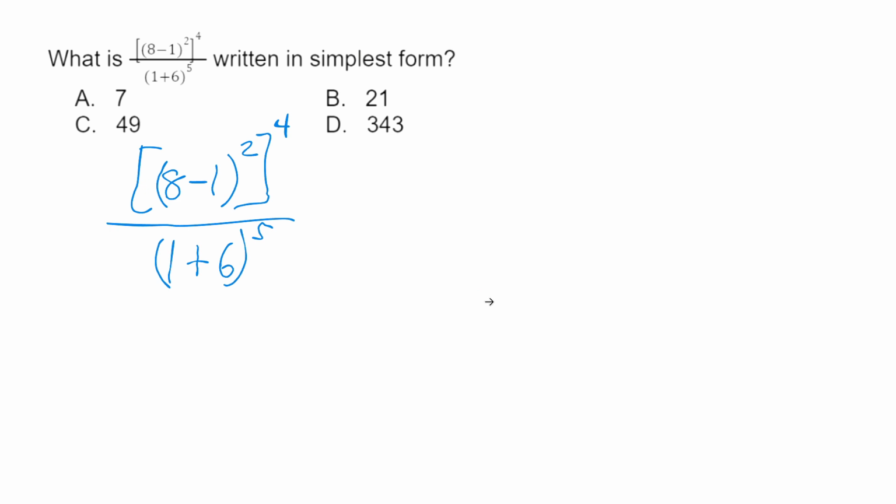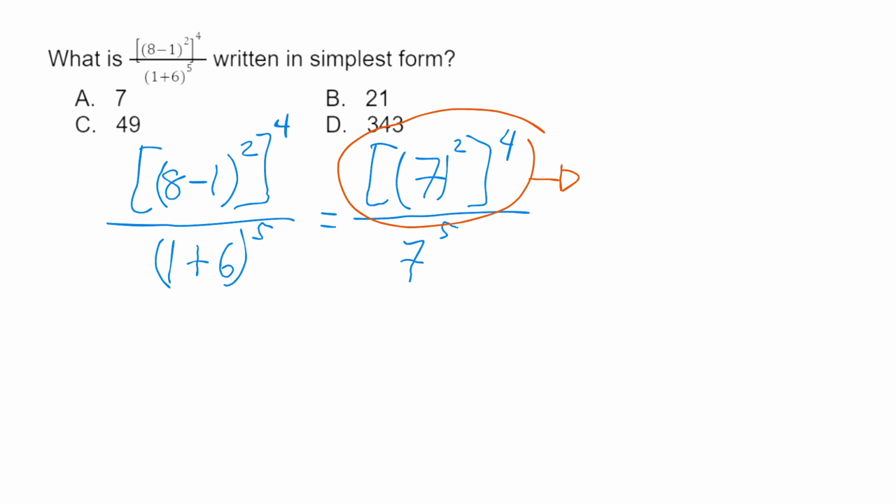Okay? So what is 8 minus 1? Obviously, that is 7. So I'll just copy here the squared and then the raised to 4. And then all over, again, 1 plus 6 is also 7 raised to 5. Well, if you're kind of confused, this one here can also be written as 7 squared raised to 4. So these two are just the same. And then I'll just copy the denominator, over 7 raised to 5.